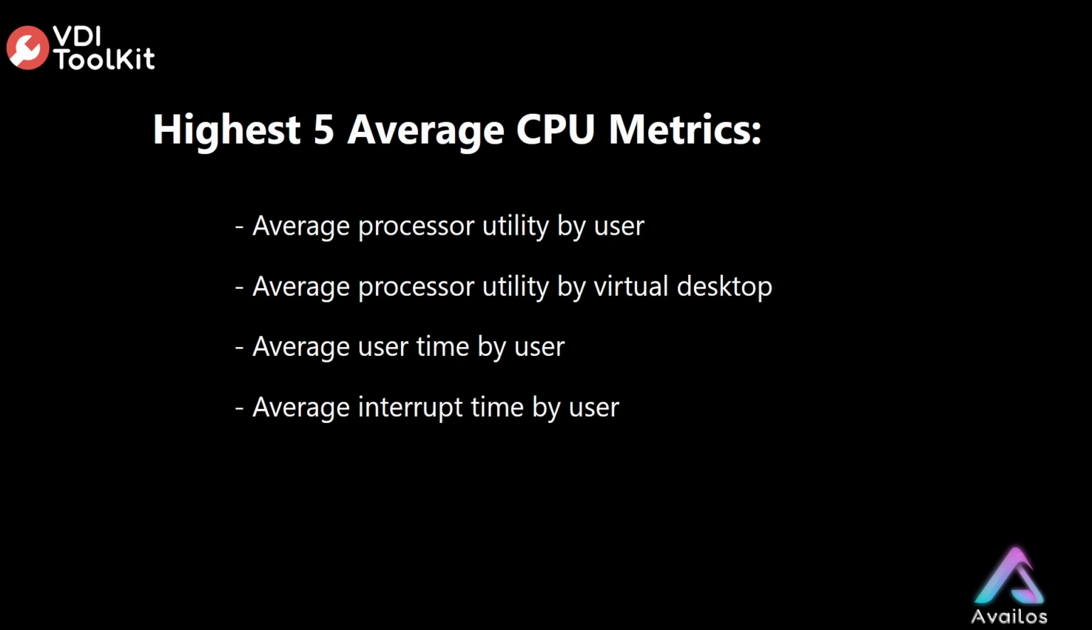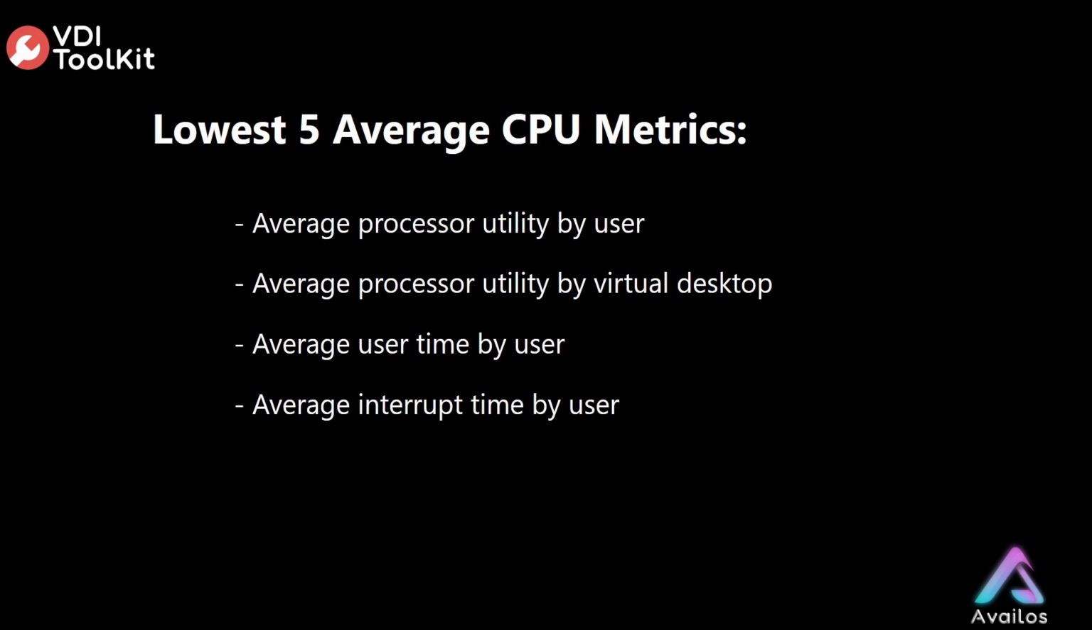We also have the highest 5 average CPU metrics, which provide information on average processor utility by user, average processor utility by virtual desktop, average user time by user, and average interrupt time by user. This information can be helpful in finding users and virtual desktops that are the highest consumers within your virtual desktop environment.